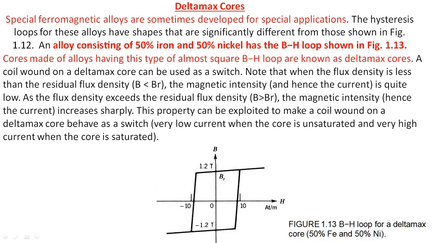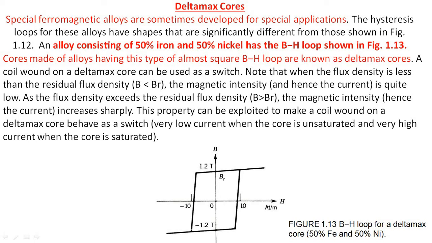The next topic: delta max cores. Special ferromagnetic alloys are sometimes developed for special applications. The hysteresis loops of these alloys have shapes that are significantly different from the figure. Alloys consisting of 50% iron and 50% nickel have the BH loop shown in the figure. Cores made up of alloys having an almost square BH loop are known as delta max cores.